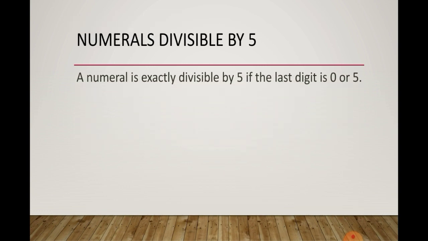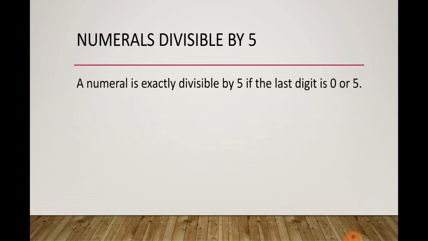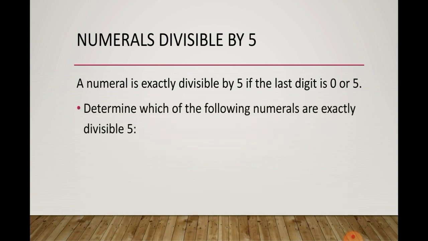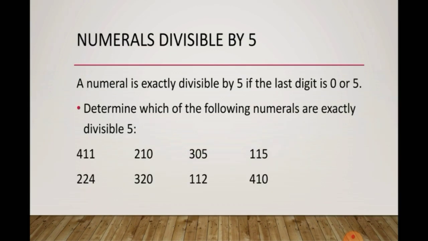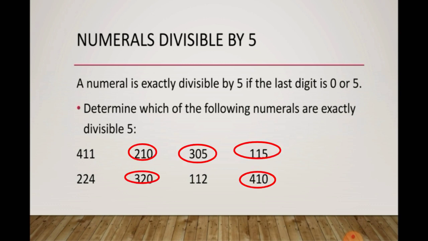Numerals divisible by 5. A numeral is exactly divisible by 5 if the last digit is 0 or 5. Determine which of the following numerals are exactly divisible by 5. From sight, we can tell which are exactly divisible by 5. So 210, 305, 115, 320, and 410 are all exactly divisible by 5 because the last digit is 0 or 5, while the remaining numbers are not divisible by 5.